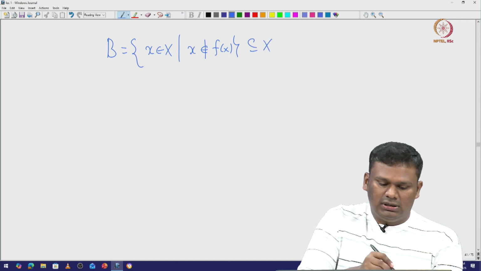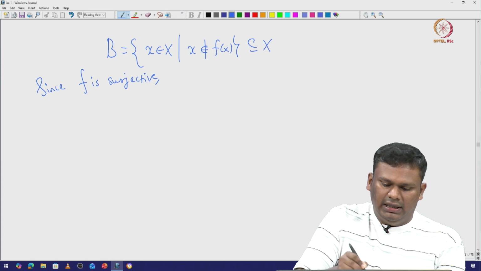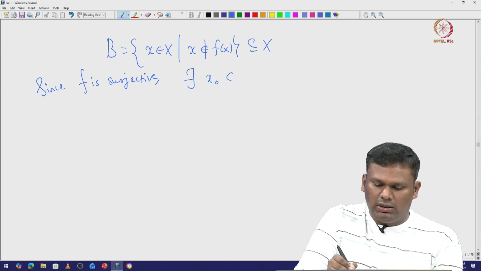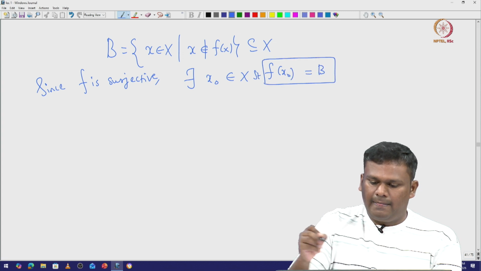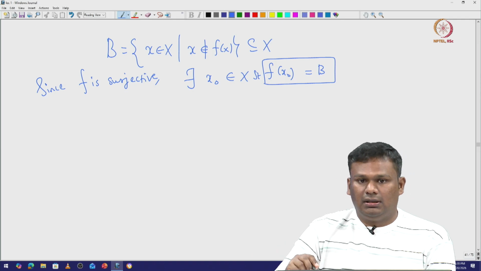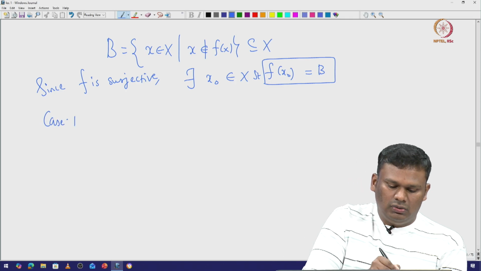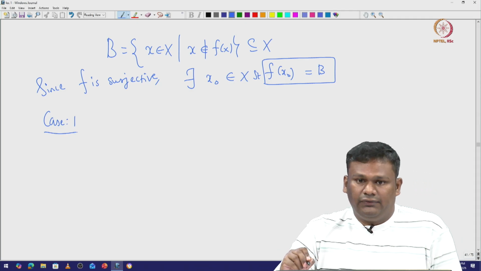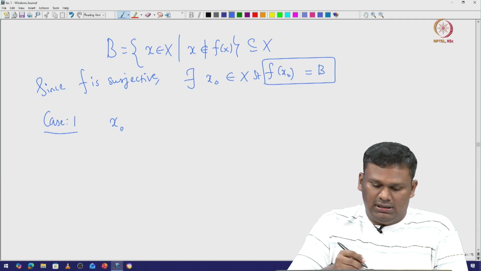Now, since f is surjective, there exists x naught in capital X such that f of x naught is exactly equal to B. So now the question is whether this x naught is in B or not. This is very similar to Russell's paradox if you think about it. We will be getting a contradiction in either case; that is the goal.